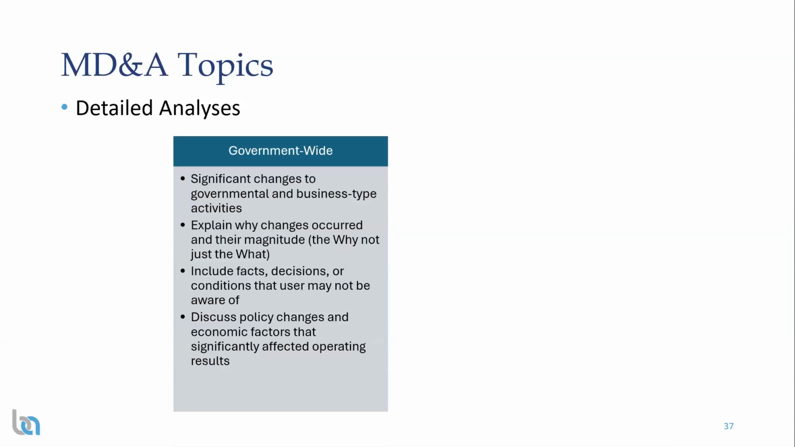Discuss policy changes and economic factors that significantly affected operating results. So we're really talking about what happened during the year. What were the policy changes or economic factors that impacted the operating results?